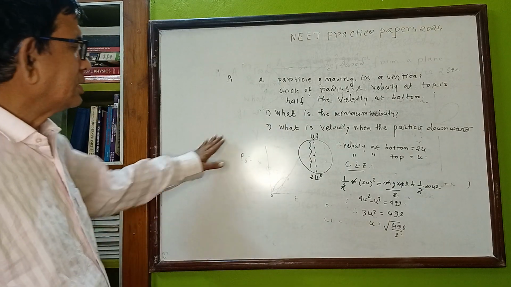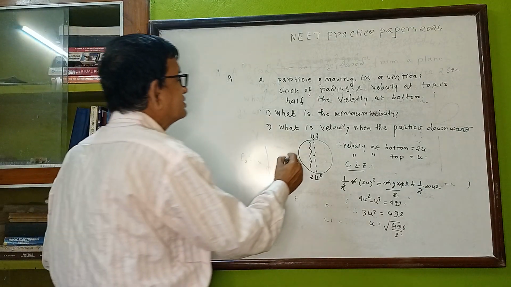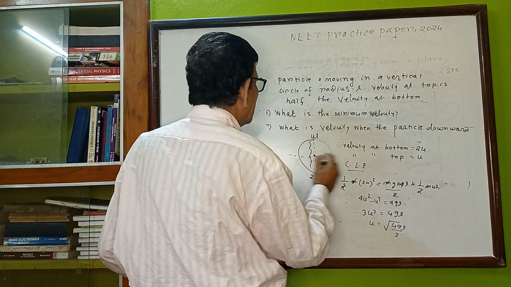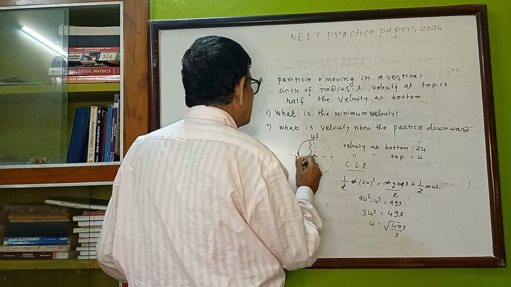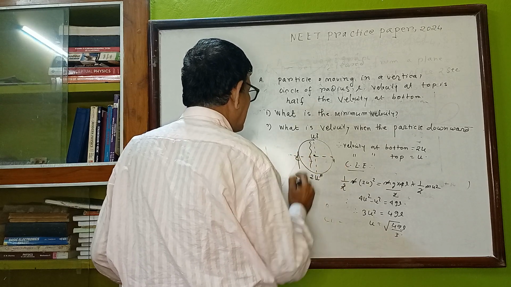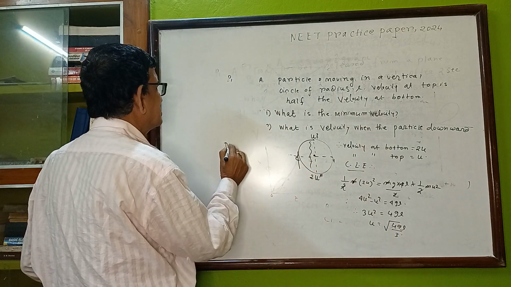Okay. Now, when the particle is coming downward, that means the C position. You know, downward at C position.